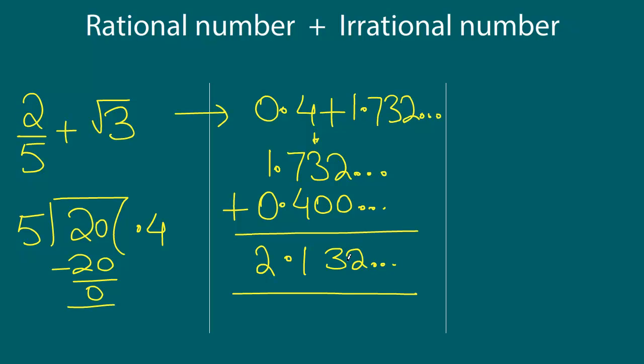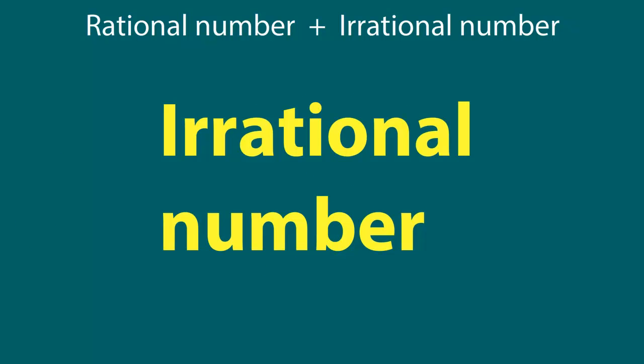And again, is the decimal part terminating or non-terminating? And so the total number, what can we tell about the total number? The sum basically is non-terminating and non-repeating. So what we see is that whenever we add a rational number to an irrational number, we will always get an irrational number. An irrational number is such a number whose decimal expansion is non-terminating and non-repeating.